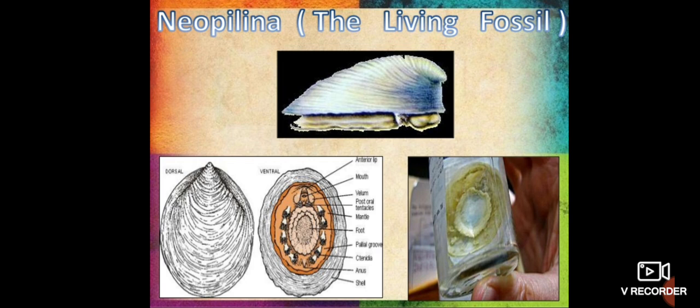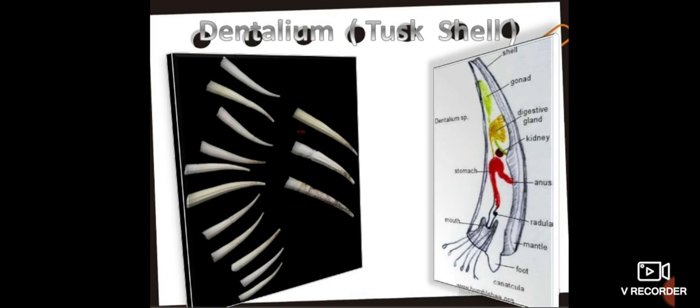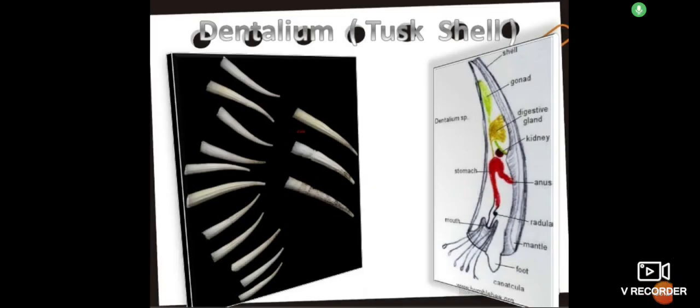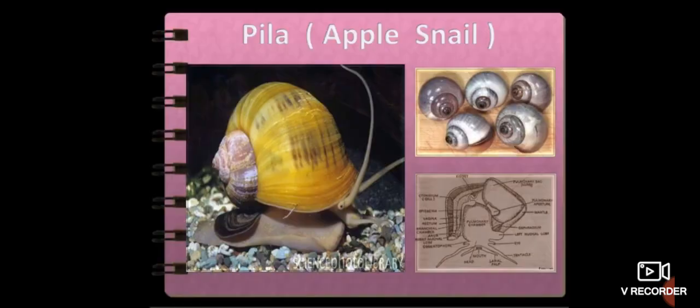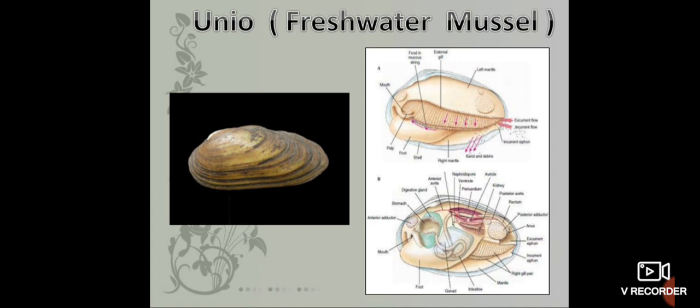Here in this picture you can observe the Neopilina, the living fossil. Coming to the next picture, which is sea mouse, also known as chiton. Then dentalium, known as tusk shell. This tusk shell is also known as tube shell. Then pila, also known as apple snail. Sepia, known as cuttlefish. Unio, known as freshwater mussel.